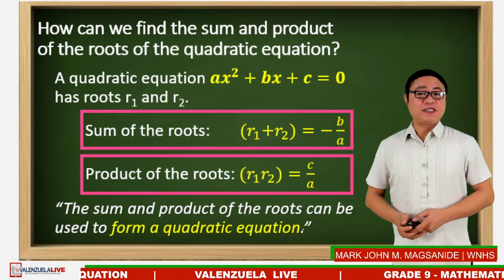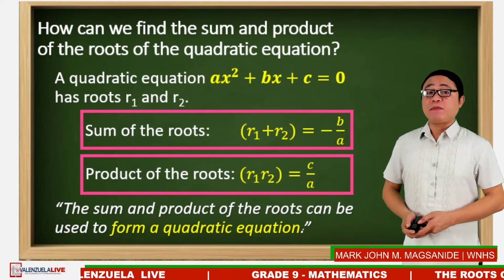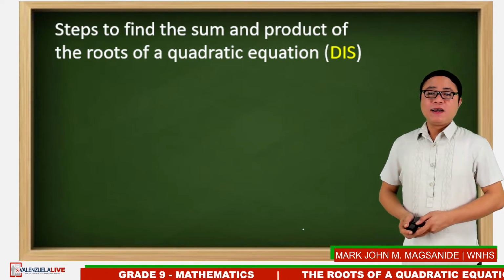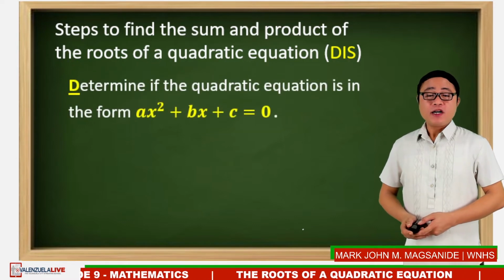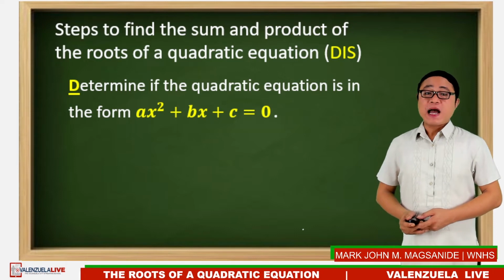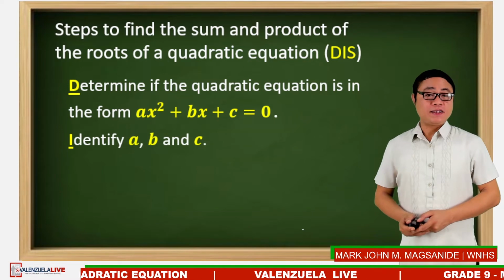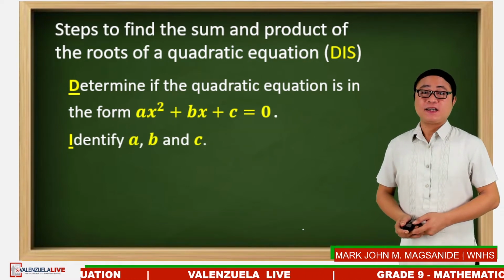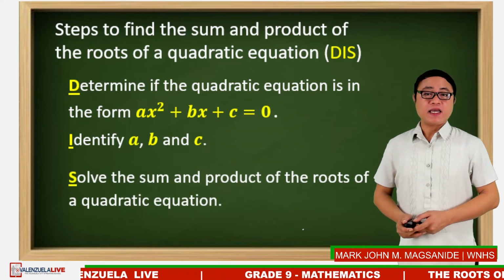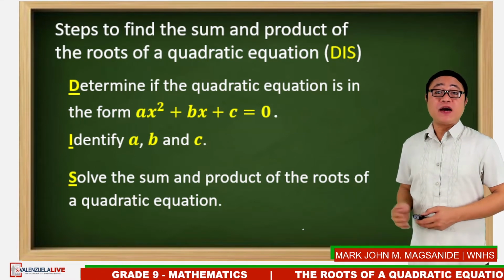There are three steps in finding the sum and product of the roots of a quadratic equation. It is given by the acronym DIS. D stands for determine if the quadratic equation is in standard form. I is for identifying A, B, and C. And the last step is S: solve for the sum and product of the roots of the quadratic equation. Let us now apply these steps in the following examples.